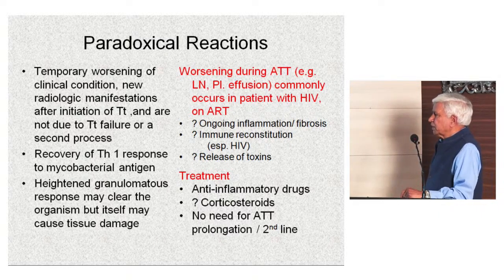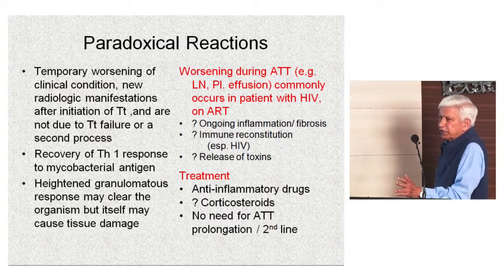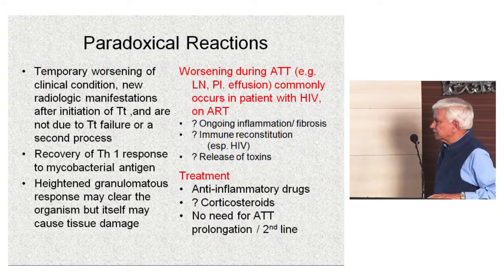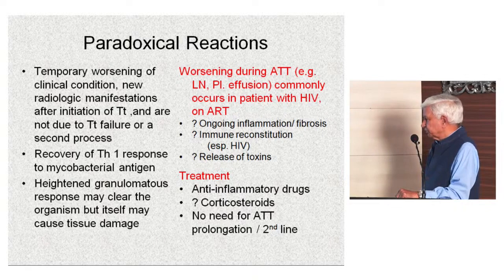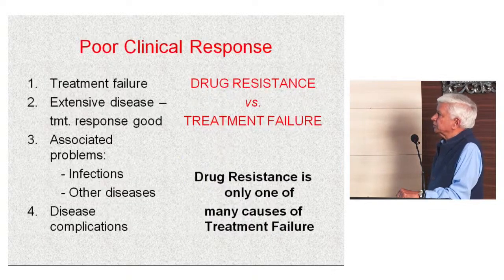Many mechanisms have been put forward: ongoing inflammation, fibrosis, immune reconstitution, or release of toxins and so on, but there is no exactly known cause. But certainly it is a heightened granulomatous response, you see. And this is not that uncommon. It's common in HIV patients, but even in other categories of patients this may happen. Many times it is not treated with any specific drug, just give anti-inflammatory treatment. Sometimes corticosteroids may be required for a short period. But there is no need for prolongation of ATT or administration of second-line drugs.